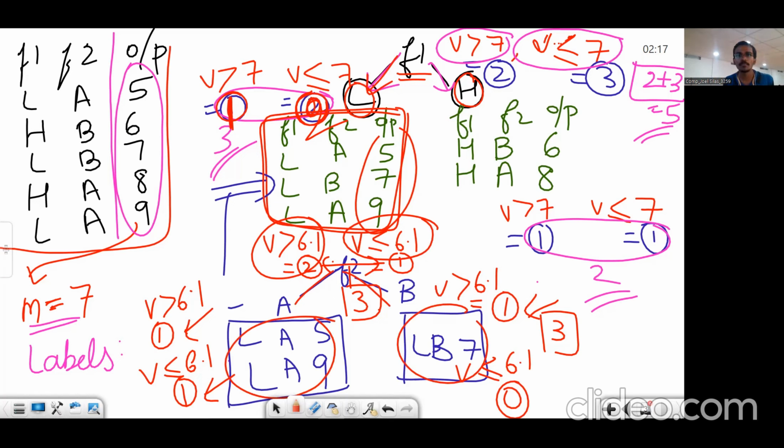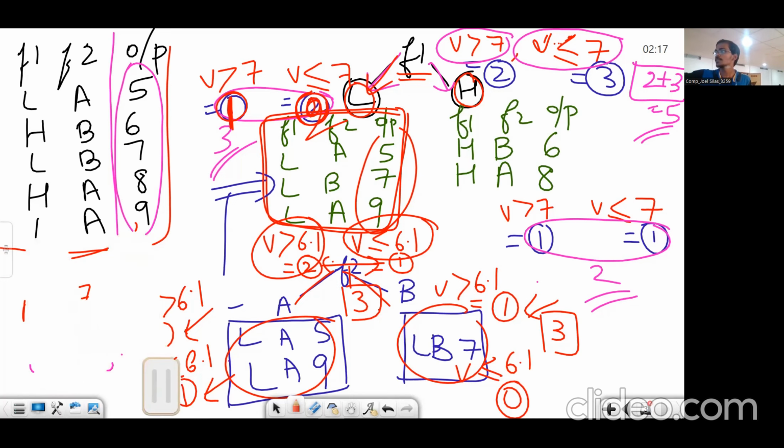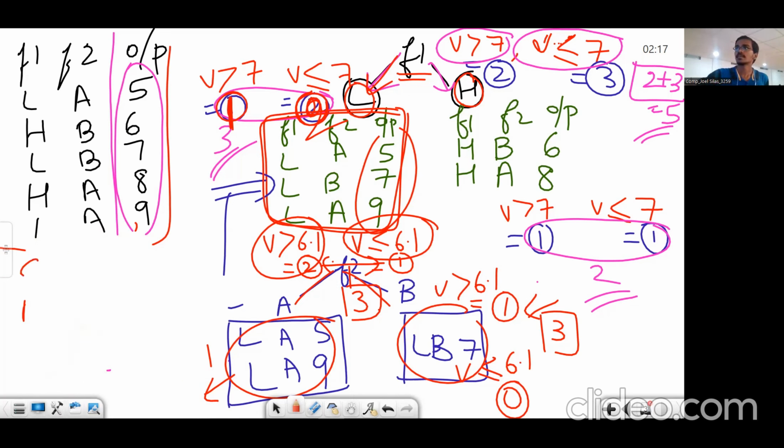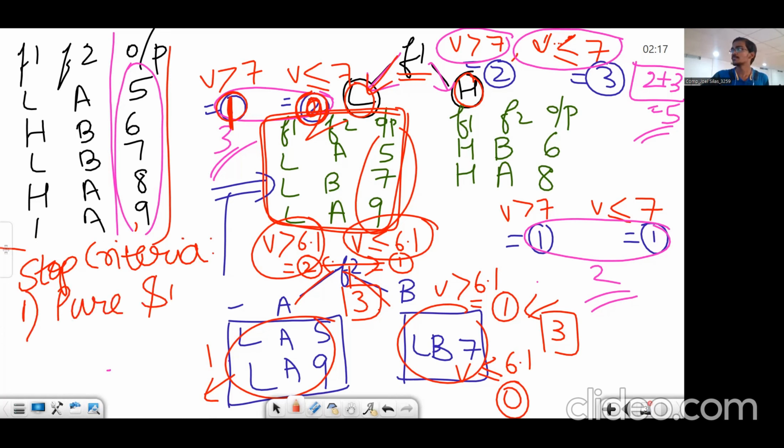Now, what is a parameter to consider in order to stop the splitting? How will you stop the splitting? The stop criteria. One is whenever you get a pure split. Pure split means what? When entropy is equal to 0, Gini index equal to 0. Okay. Another is a hyperparameter. Hyperparameters are the parameters which you can manually set in order to suit your application or as per your requirement.